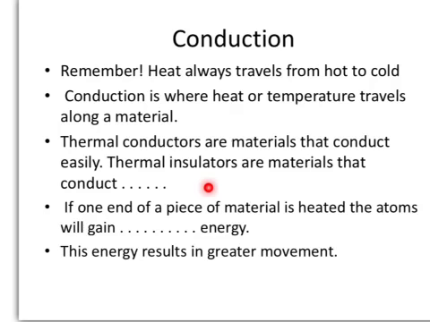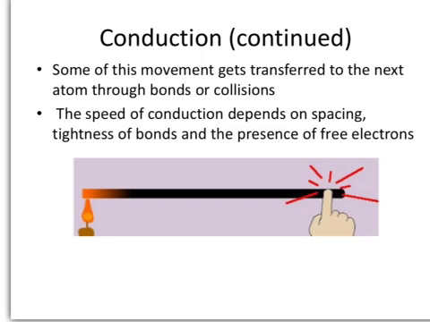If one end of a piece of material is heated, the atoms will gain more energy. This energy results in greater movement. Conduction continued. Some of this movement gets transferred to the next atom through bonds or collisions. The speed of conduction depends on spacing, on tightness of bonds, and the presence of free electrons.